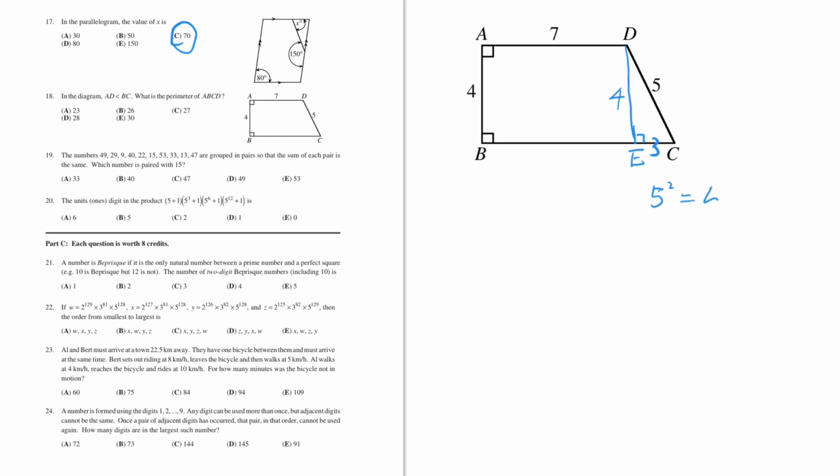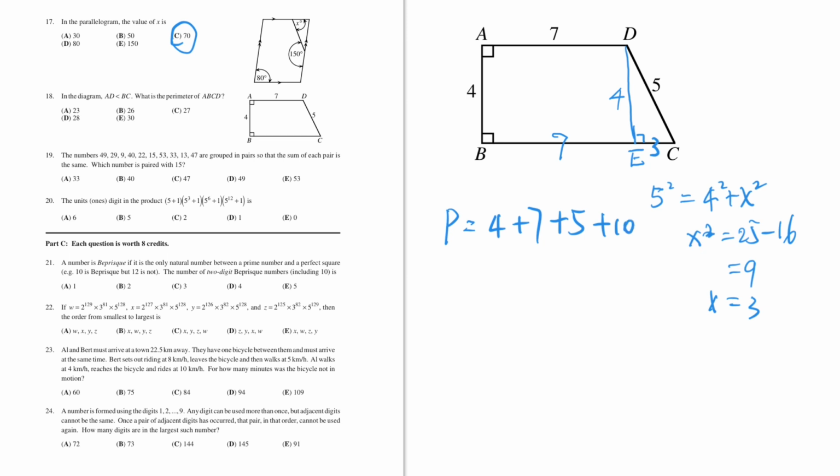5 squared equals 4 squared plus x squared. So x squared equals 25 minus 16, which equals 9. So x equals 3. And BE equals 7. So the perimeter equals 4 plus 7 plus 5 plus 10. That's 26. So the answer is B.